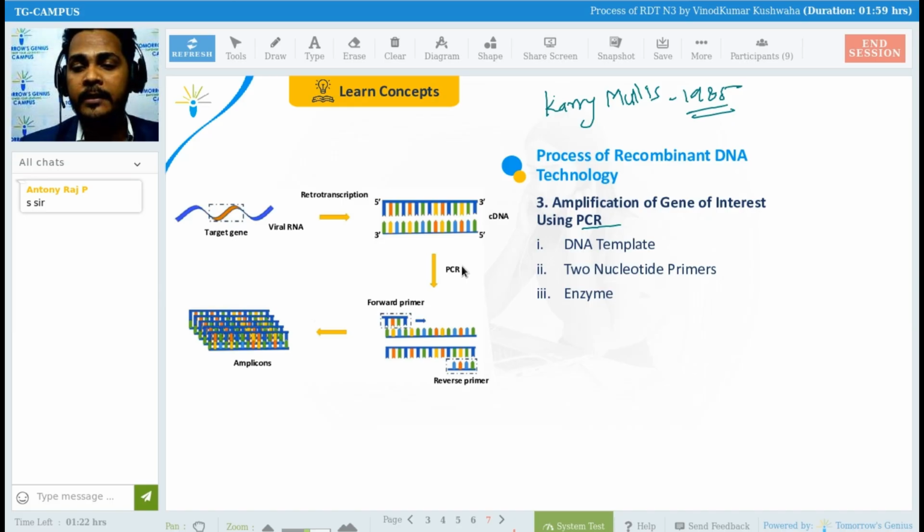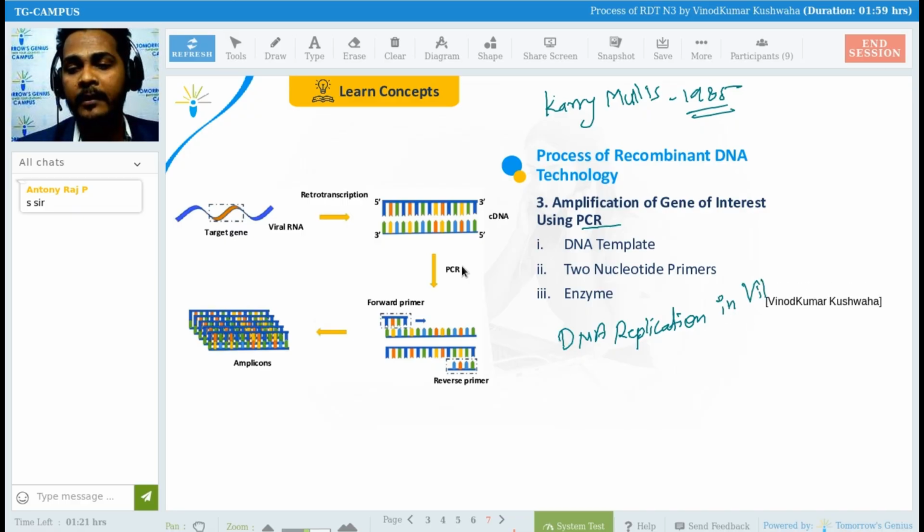PCR is a DNA replication. You know the meaning of replication? Multiply, right? It means if you have only one gene of interest, you can make n copies, n number of copies of that DNA or gene of interest. That is what is called replication. So DNA replication in vitro is called PCR.